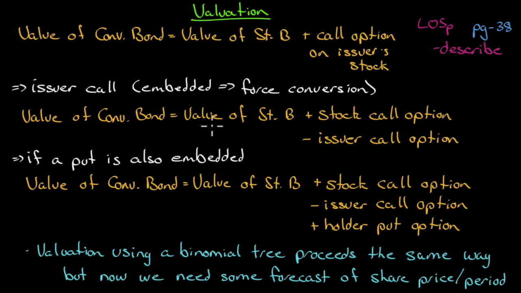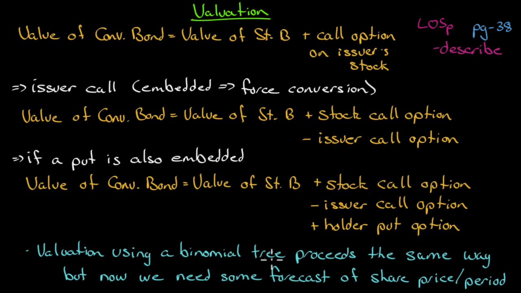Suddenly the value of the convertible bond becomes the value of the straight bond plus the stock call option minus the issuer call option. Well, if a put is also embedded in there, the value of the convertible bond becomes the value of the straight bond plus the stock call option minus the issuer call option plus the holder put option. Now, we've done a straight bond, we've done a callable bond, we've done a puttable bond. I don't think it would take much to see how we can combine a callable and a puttable bond. The trouble is the stock call option.